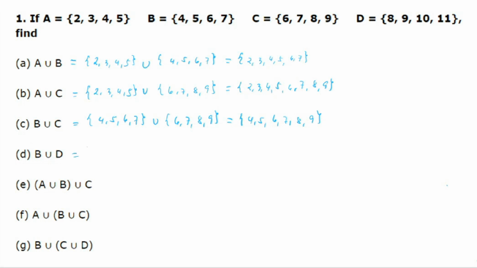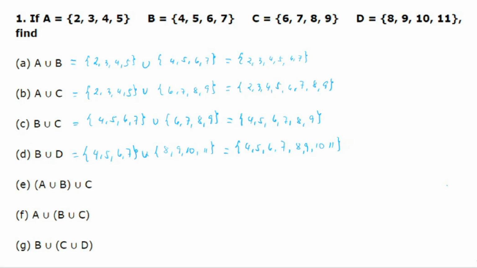Then for B union D, we have B is 4, 5, 6, 7. Union set D, we have 8, 9, 10, 11, so up to 11 only. Let's combine all the elements found in B and D. So we have 4, 5, 6, 7, then we also have 8, 9, 10, and 11. So that's the answer for B union D.